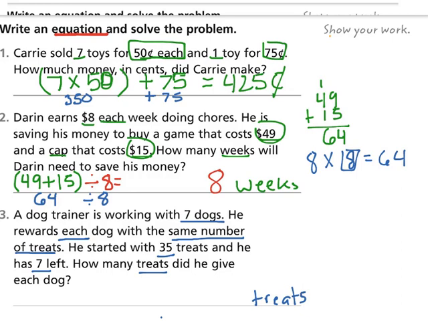He has 7 dogs, and he has a total number of treats to begin with. We can remember that if you have a total of 35, and you gave some away and you have 7 left, that means that this number is going to be 35 take away 7. So that'll tell us how many treats he gave out. So let's write that over here. 35 take away 7.